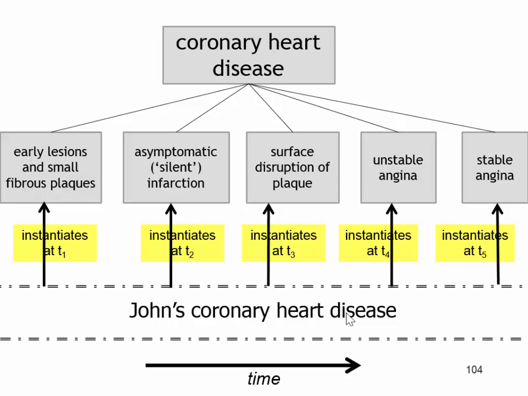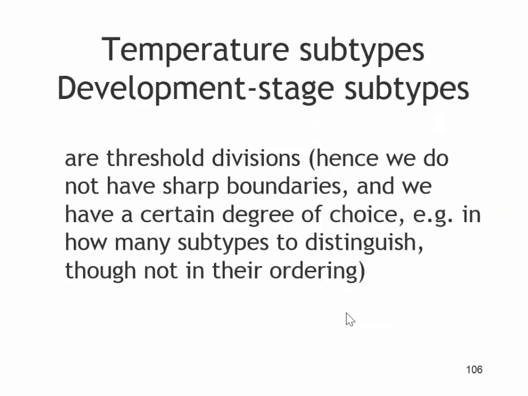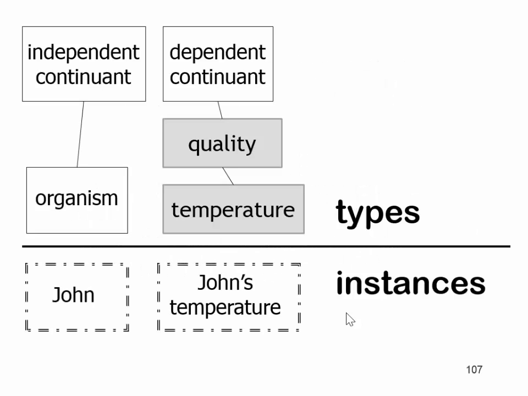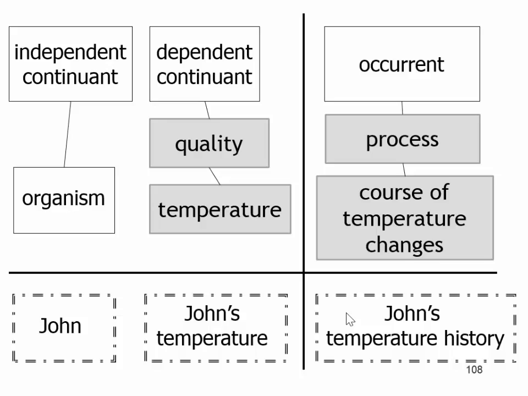So this is how we represent temperature. John is an organism. John's temperature is an instance of temperature. These are the universals, and these are the instances. And there is the course of John's temperature changes, so the life of John's temperature, if you like, through time, which is dependent upon John's temperature, which is a quality of John, the organism. And similarly, John's life is dependent upon John, and on John's temperature, and on all the other qualities of John, which are involved in the course of his life, which is a process which is an occurrent in BFO terms.